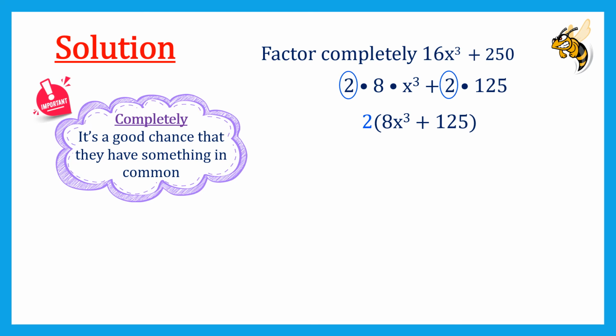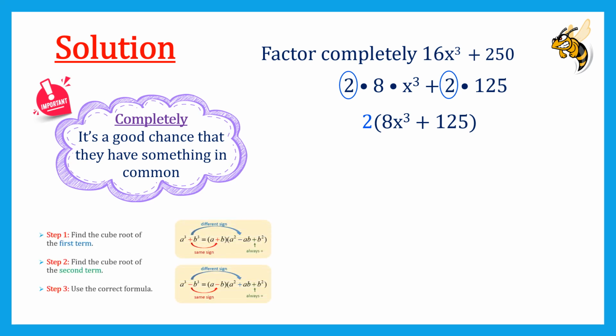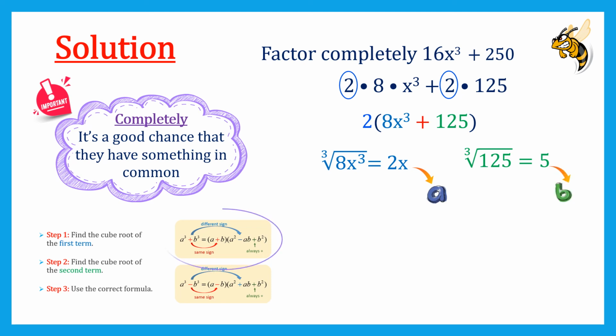Now we have the sum of two cubes. Using the rules, I want to find out what is the cube root of 8x cubed, and that is equal to 2x. I also want to know what is the cube root of 125, and that is equal to 5. Because it's a sum of two cubes, I will need to use the top formula. And also remind myself that 2x is A and 5 represents B. And we're using the top formula as stated before.